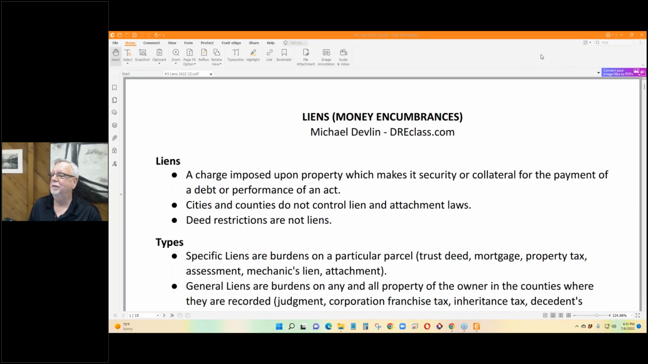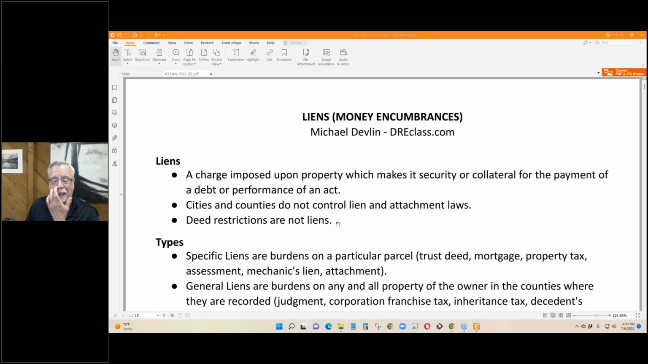All right, welcome everyone. Tonight we're going to be discussing the concept of liens, which is a form of money encumbrances. Actually, liens means money encumbrances. An encumbrance is anything that burdens or limits the title to property. And if the property is security for a debt or an obligation to pay money, it's called a lien.